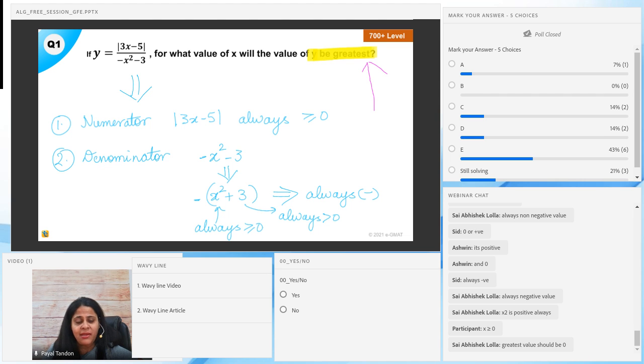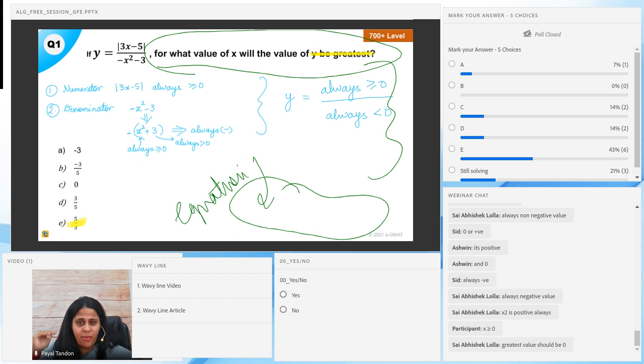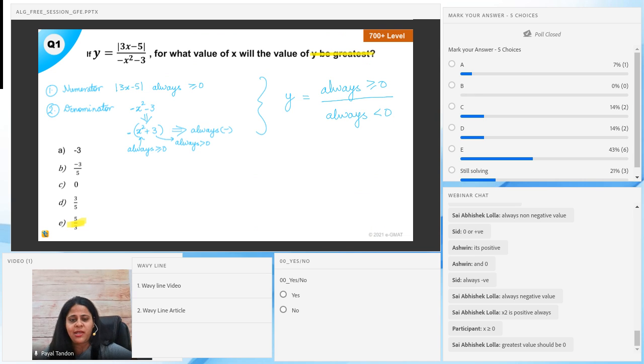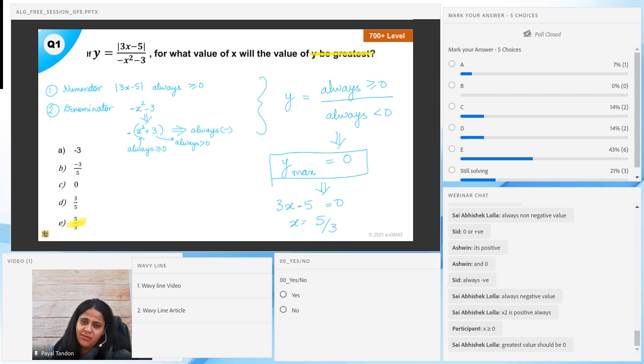If y is a fraction whose numerator is always a non-negative number, and denominator is always a negative number, then what's going to be the greatest value of y? It's always going to be 0. The greatest, y max, is always going to be 0. Now if y max is 0, then what is the value of x? X will simply be 5 by 3. That's it.